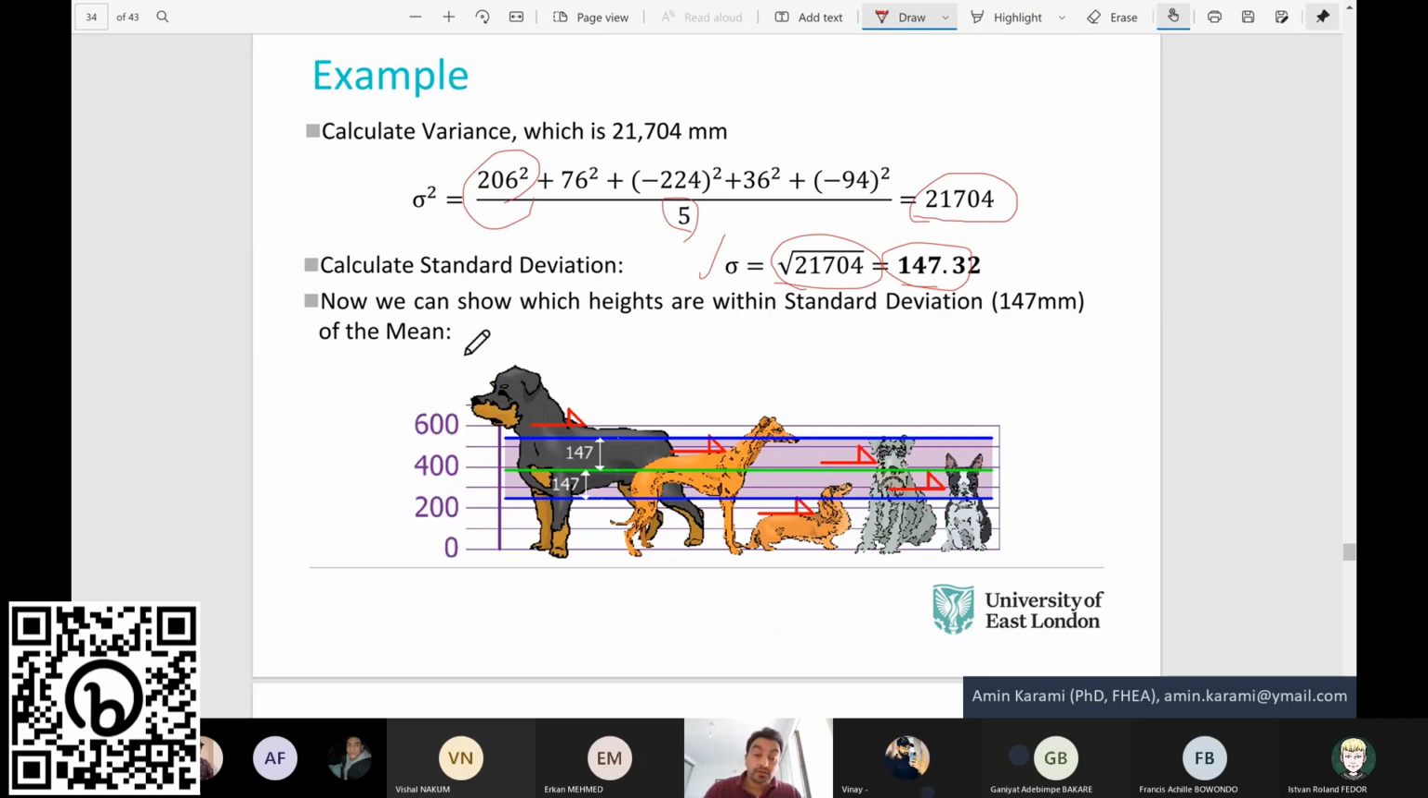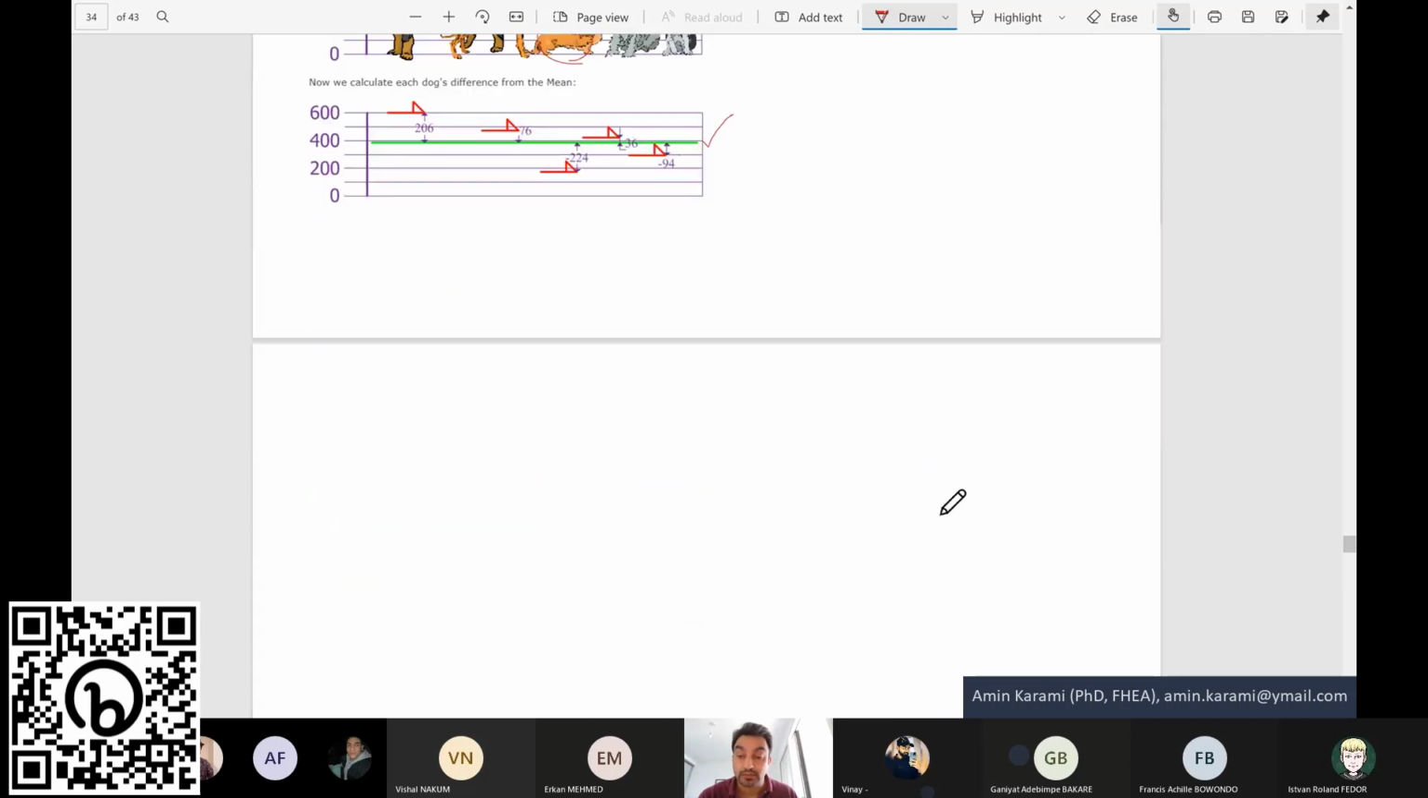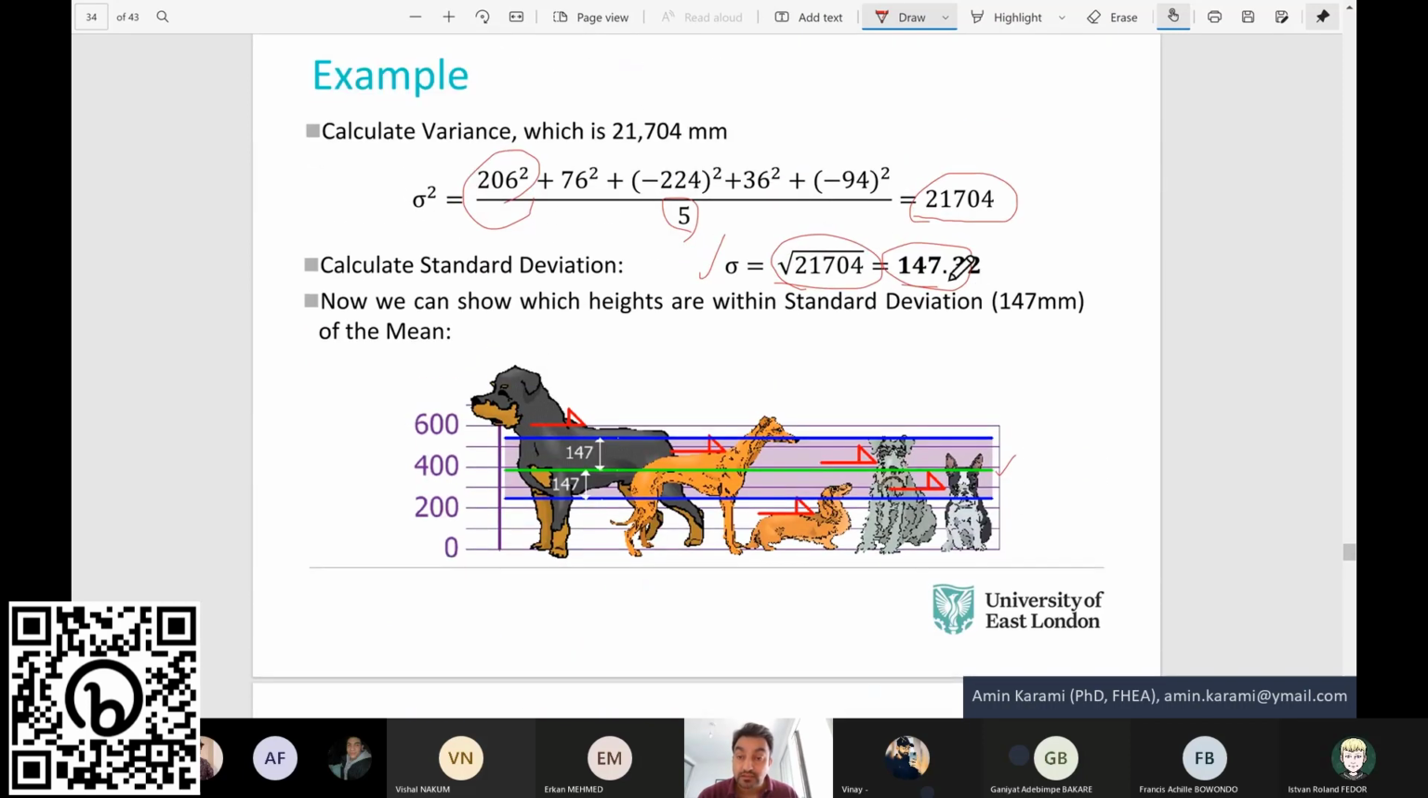But what does it mean? Here is how to interpret it. This green line is the average, 394. This is the standard deviation. We said that standard deviation calculates how data are spreading around the mean. So it means 147 above this, and 147 below this green line. This part, we call it the standard deviation.